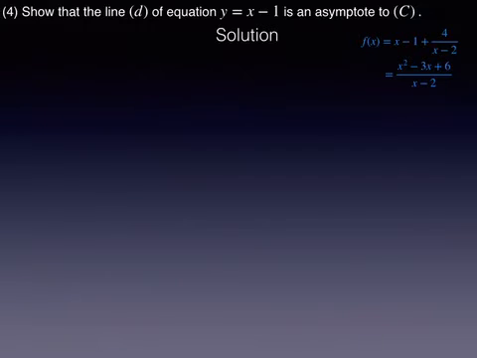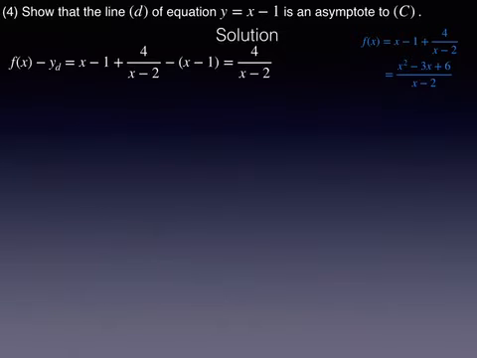So now part 4 shows that the straight line y equals x minus 1 is an asymptote. In other words, because the equation of that straight line is a relation between x and y, this straight line should be an oblique asymptote. Then to prove a line is an oblique asymptote, the first step is to evaluate and simplify the expression of f of x minus y_D. So replace first f of x by its expression and y_D by its equation.